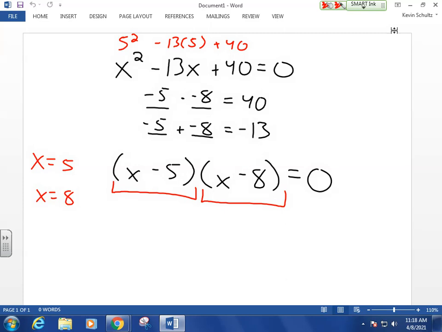Do you have to check it? You should always be checking your work. 5 squared is 25. 25 minus 65 is negative 40. Negative 40 plus 40 equals 0. It checks out. Okay? How we doing? Decent? Okay? Because next level.